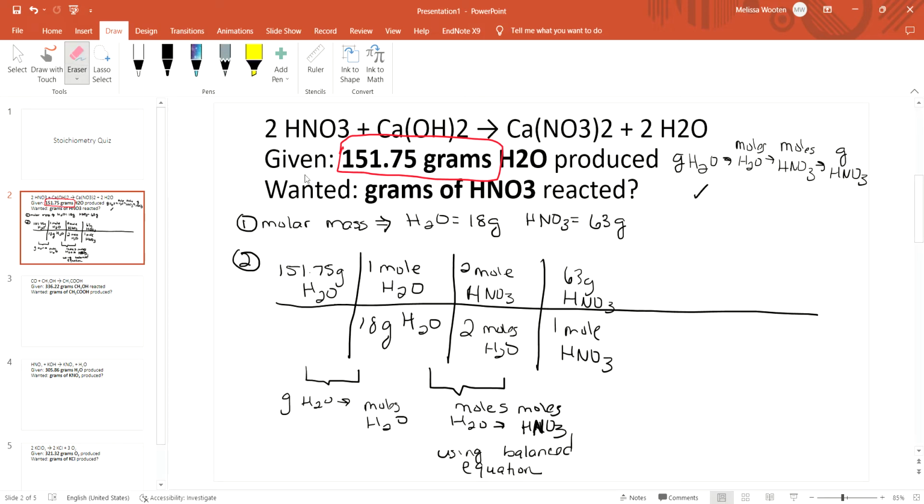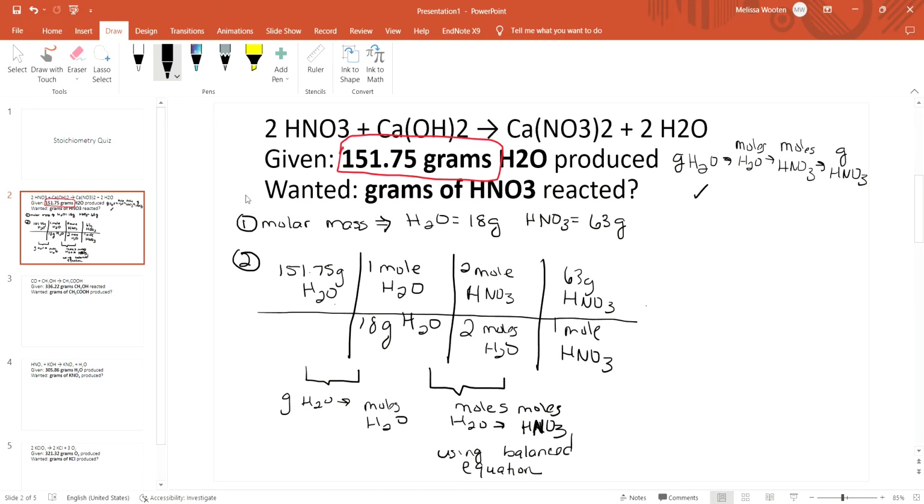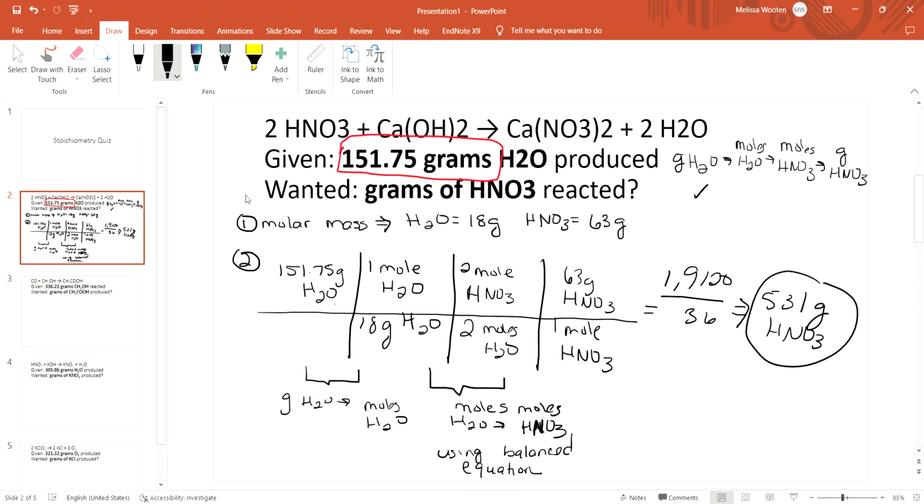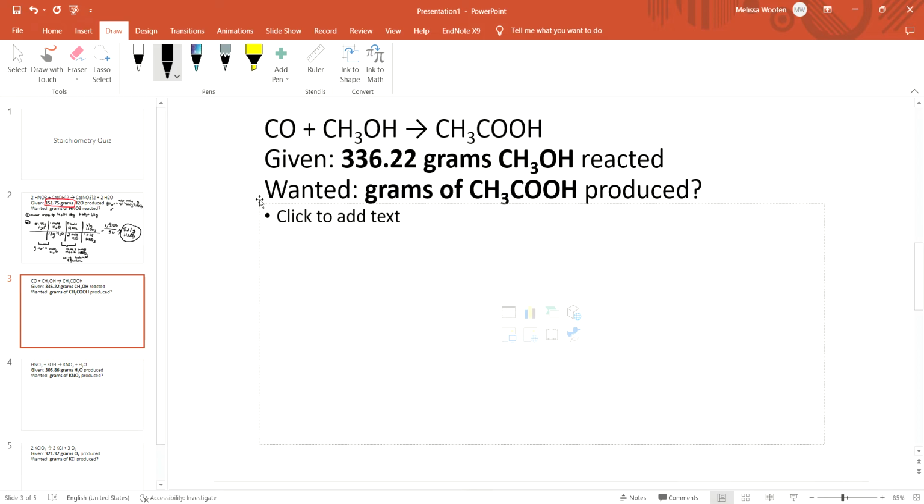So when you multiply across the top and divide by the bottom, you should get 531 grams. Of what? Of HNO3. That's what we're looking for. That's how we know we're done, because we got grams of HNO3. Right. So again, your equation's balanced. You're welcome.